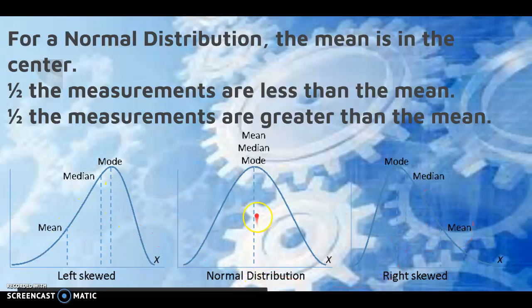But what does it mean to have this distribution? Well, it means half of the measurements are less than the mean. So if this is the mean measurement right here, half of them are over here. They were maybe shorter or less massive than the mean. And then the other half is greater than the mean. So this shows us things that are greater than the mean.